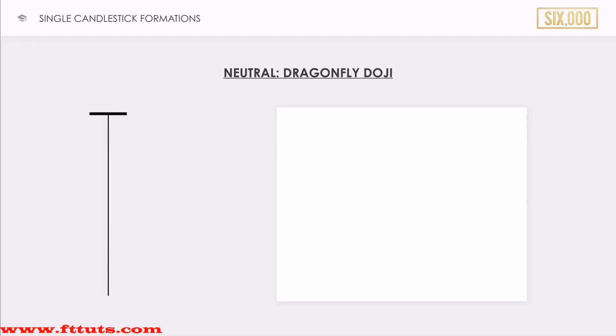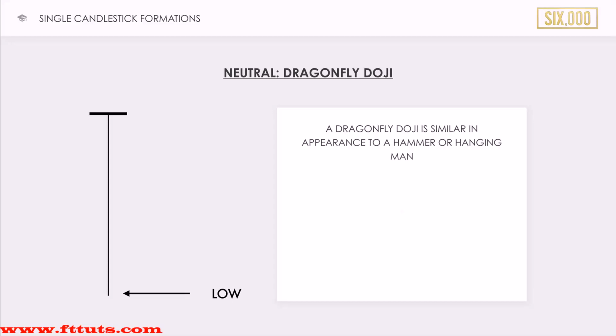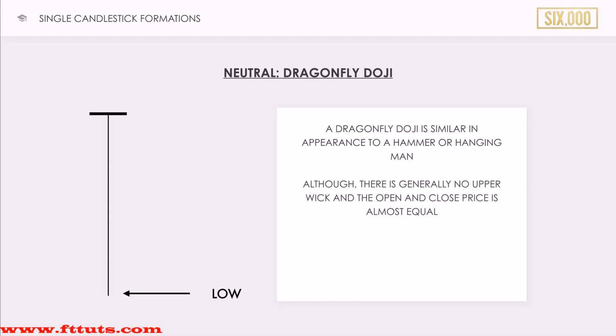And finally, our last neutral candlestick, which is a dragonfly doji, we have a low price. And this one is similar in appearance to a hammer or hanging man candle. There is generally no upper wick in this situation, and the open and close prices are almost equal. So you can see a pattern here between all these neutral candlesticks across these doji candlesticks. The open and close price is pretty much the exact same. They're minuscule. The bodies are almost non-existent.